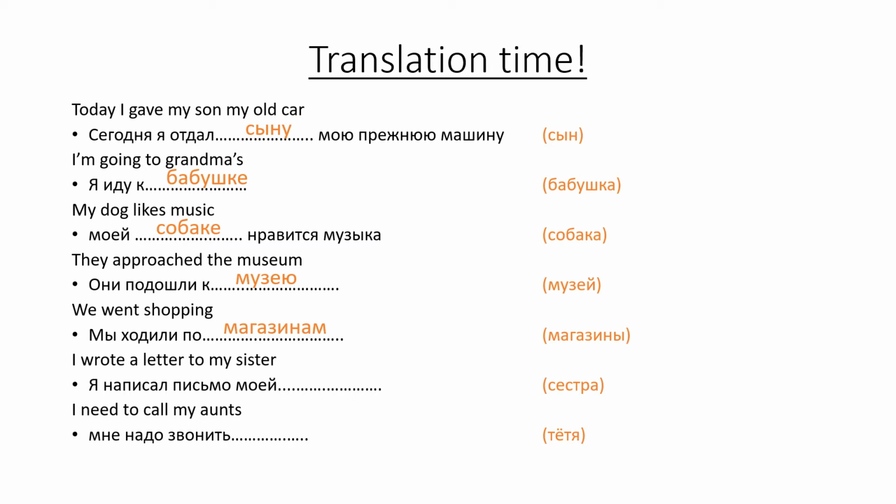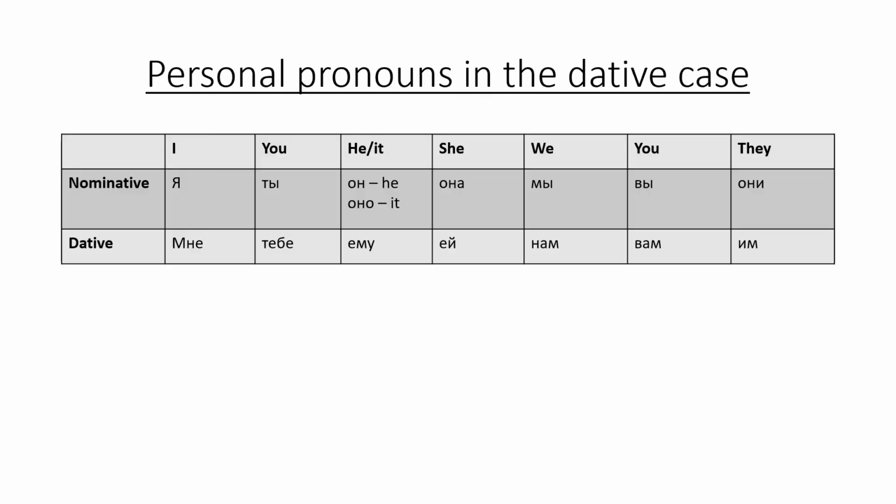I wrote a letter to my sister. Я написал письмо моей сестре. I need to call my aunt. Now remember that's in the plural, so мне надо звонить тетям. Мне надо звонить тетям.